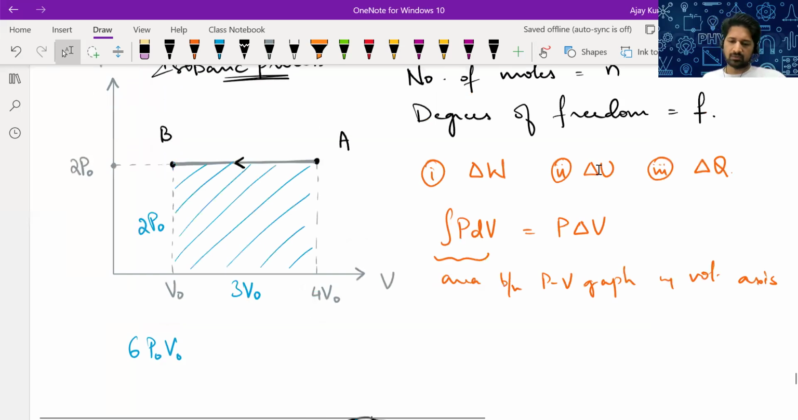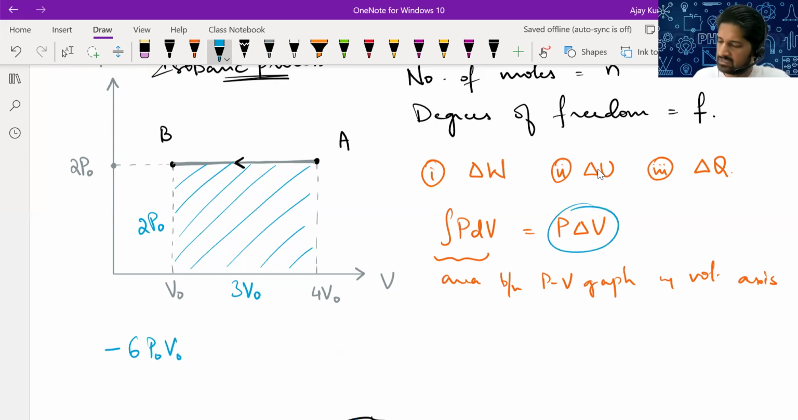Now here in this process, clearly, as it is taken from a volume 4 V naught to V naught, volume is decreasing. Area we got as 6 P naught V naught, but if volume decreases, work done has to be negative. So the answer for work done here is minus 6 P naught V naught. Or if you use this formula, pressure multiplied with change in volume. Now see, this is the constant pressure process. The pressure we are maintaining is 2 P naught. And what is the change in volume? Final volume V naught minus initial volume 4 V naught. That way also you will get minus 6 P naught V naught. Fine. So you can proceed whichever way you want, but you need to be careful with the basics. Whether the answer is positive or negative, you need to know.